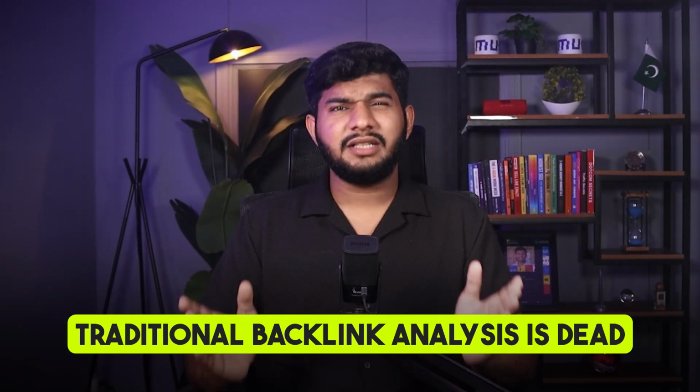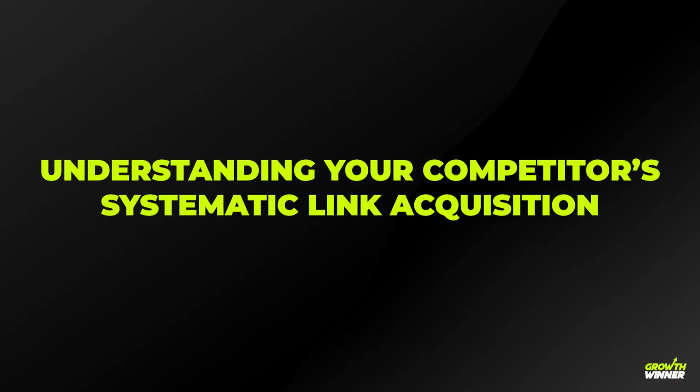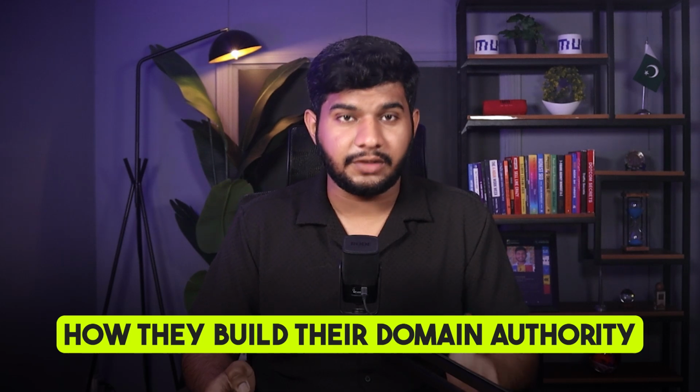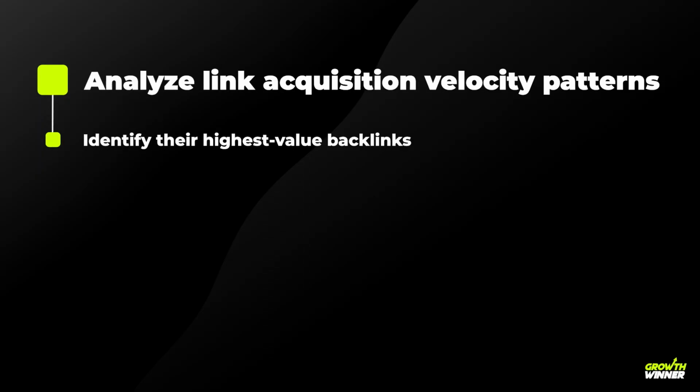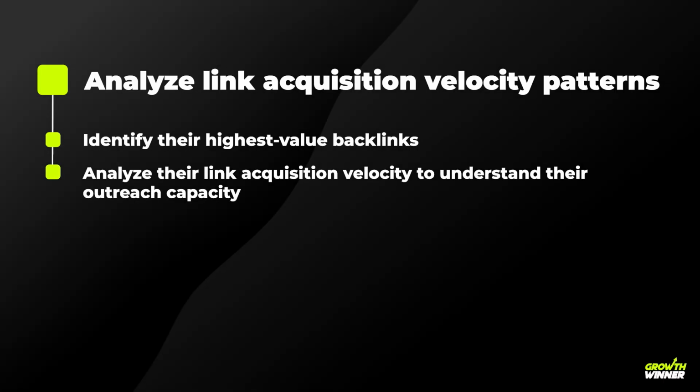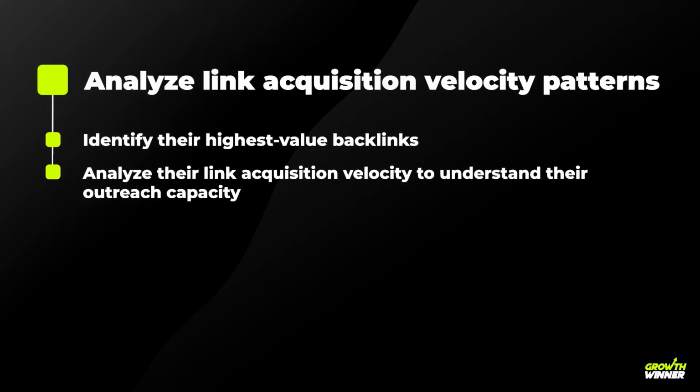Now, the real competitive advantages come from their off-page strategies as well, because traditional backlink analysis is dead. What works now in 2025 is understanding your competitors' systematic link acquisition, that is how they build their domain authority. Most people just look at total backlinks and domain rating, but I analyze this link acquisition velocity pattern first. Here's how. First, identify their highest value backlinks, not just high authority domains, but links that actually drive their referral traffic as well. Second, analyze their link acquisition velocity to understand their outreach capacity.